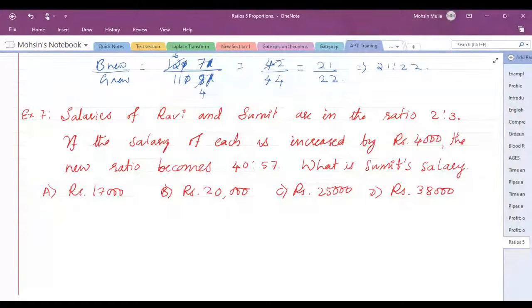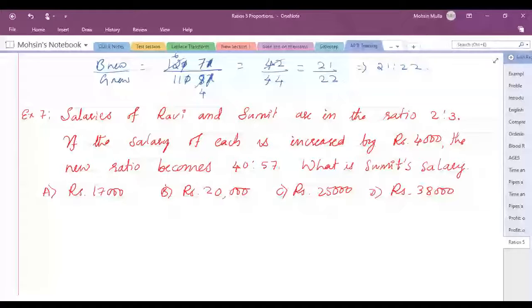Okay. So here the ratio before increment and after increment is given, and the individual person's salary needs to be calculated. If you get the common value between the two, that is an unknown x, then it is possible to calculate the salary of any of the two persons. Here they have asked particularly for Sumit's salary, so we are going to calculate Sumit's salary, but you can also calculate Ravi's salary. In another example it might be asked for the salary of Ravi, but the approach will remain the same.